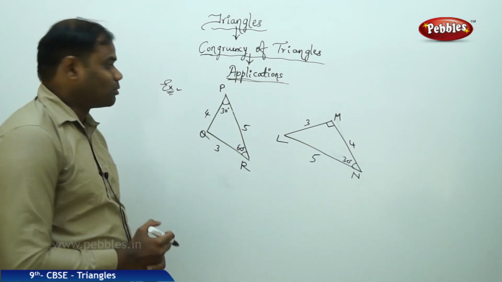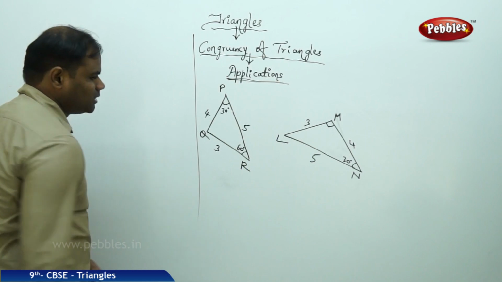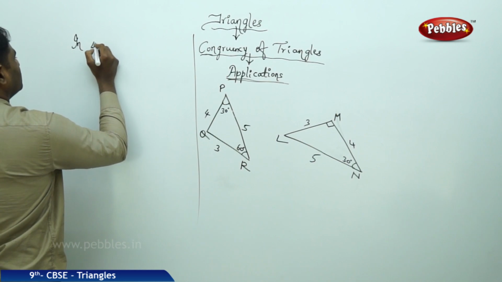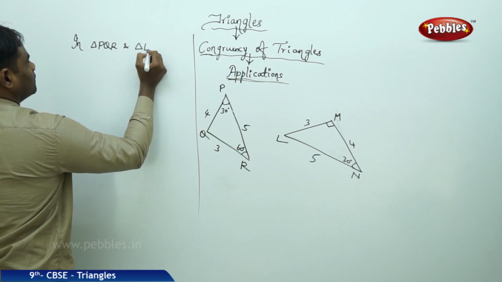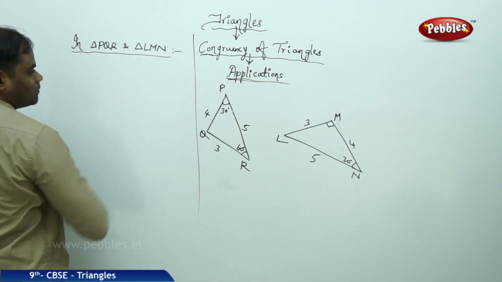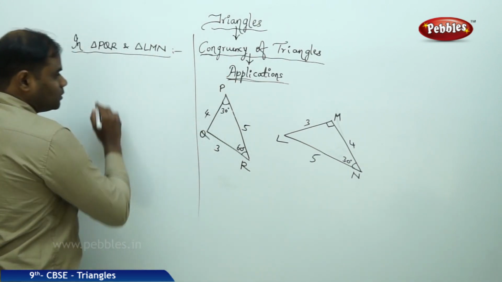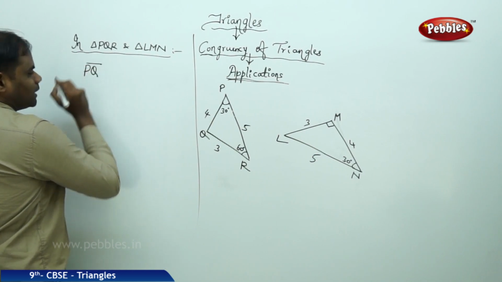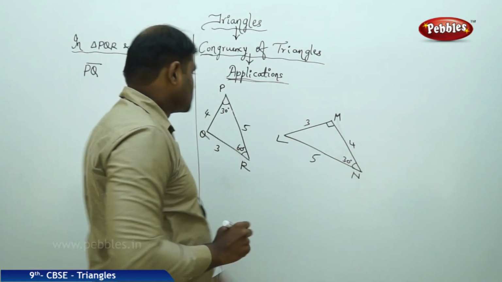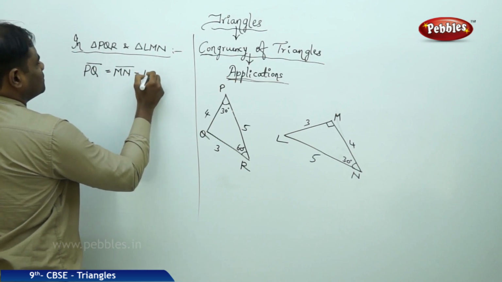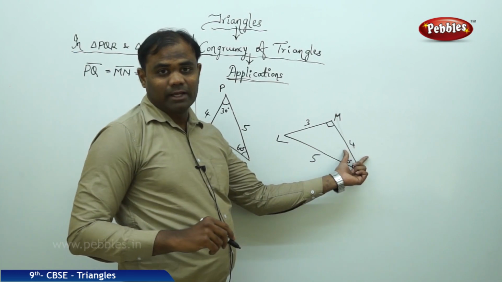Clearly, let's start with corresponding sides. Initially, I'll examine the corresponding sides in triangle PQR and triangle LMN. I clearly have my PQ, which is 4. And similarly, my corresponding side MN is 4. So I have PQ equals MN, which equals 4.